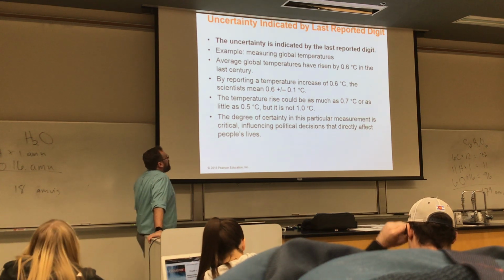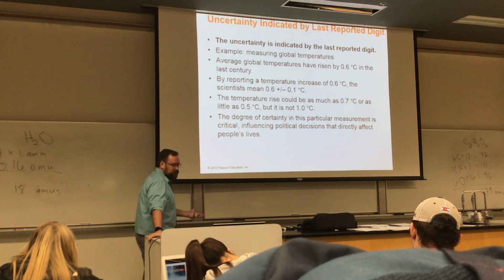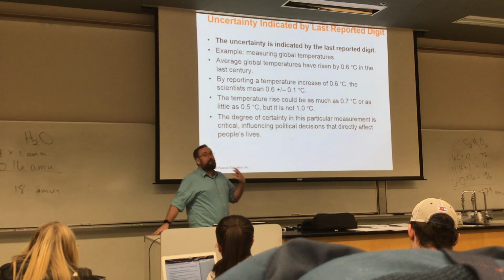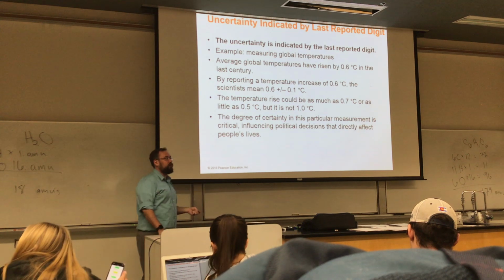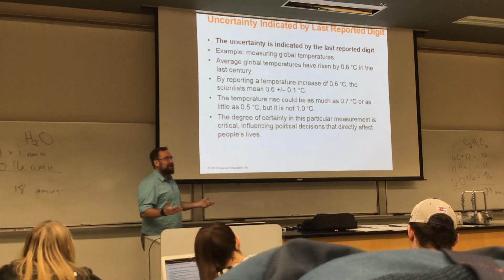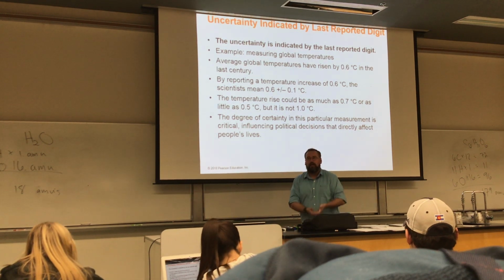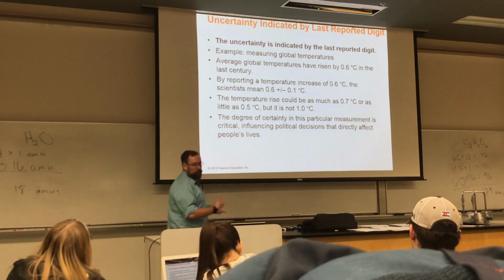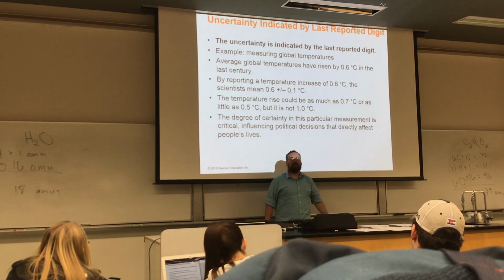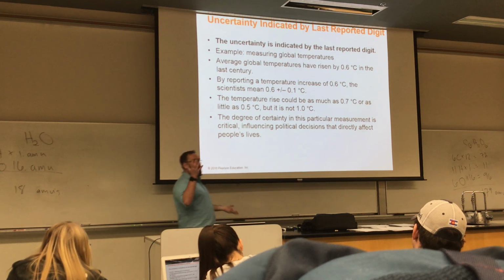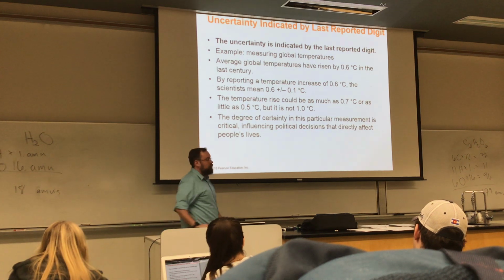So for example, in measuring global temperatures, the average global temperatures have risen by 0.6 Celsius in the last century. But what also needs to be said is that it's 0.6 degrees plus or minus 0.1 degrees Celsius, which means the data has an error of plus or minus 0.1. So the real answer could be 0.7 degrees Celsius or 0.5 degrees Celsius, but we know it definitely hasn't risen by a full degree Celsius yet. So it tells us what numbers are within an acceptable range and which ones we can rule out when we're talking about this uncertainty.